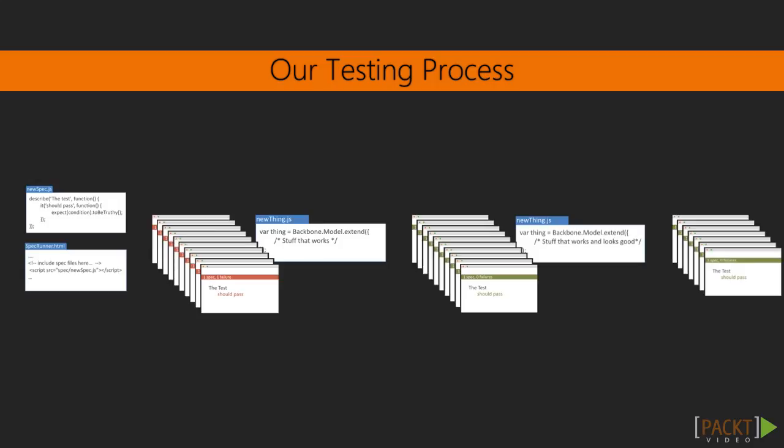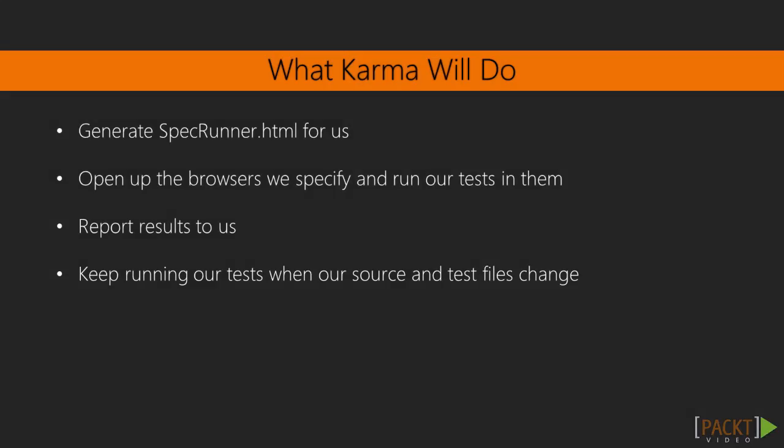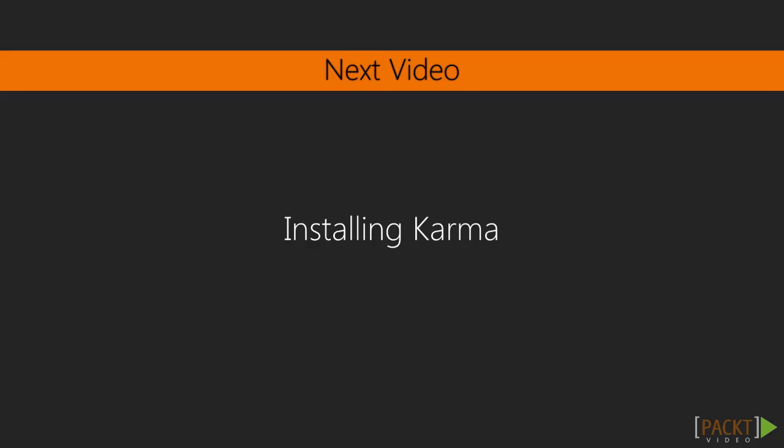Luckily, we can automate the headache away with a tool called Karma. Karma is a test runner. For our purposes, this means it will generate our specrunner.html, it'll open it up and run it in a list of browsers we specify, it'll report the results to us, and it will run our tests automatically when certain files change. In our next video, we'll get Karma installed and see how it works.